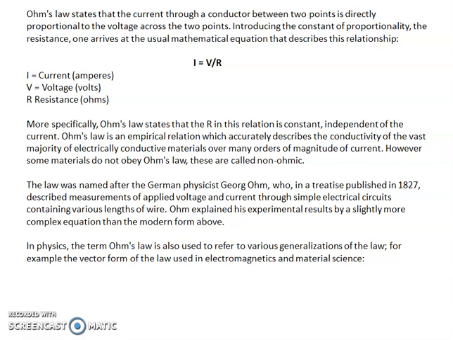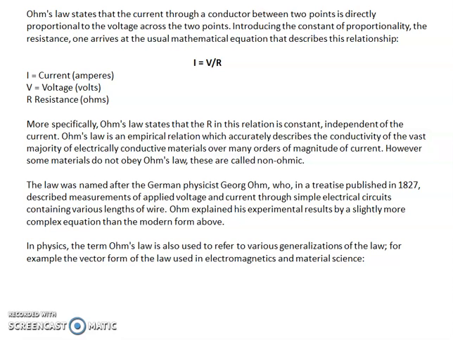Ohm's law is an empirical relation which accurately describes the conductivity of the vast majority of electrically conductive materials over many orders of magnitude of current. However, some materials do not obey Ohm's law. These are called non-ohmic. The law was named after the German physicist Georg Ohm, who, in a treatise published in 1827, described measurements of applied voltage and current through simple electrical circuits containing various lengths of wire.